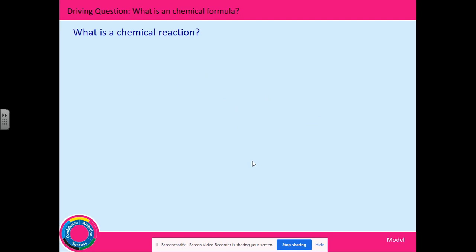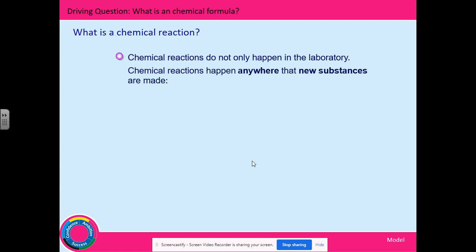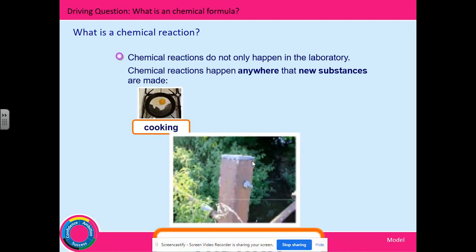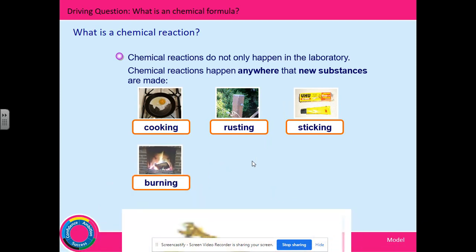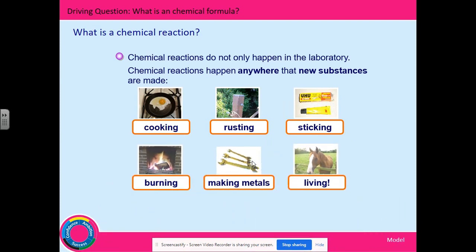But what is a chemical reaction? Chemical reactions do not only happen in the laboratory. Chemical reactions can happen anywhere that new substances are made. For example, in cooking, rusting, sticking, burning, making metals, and actually living. Yes, also in living. Can you think of any other chemical reactions? There are a ton of chemical reactions that are happening around us every day.